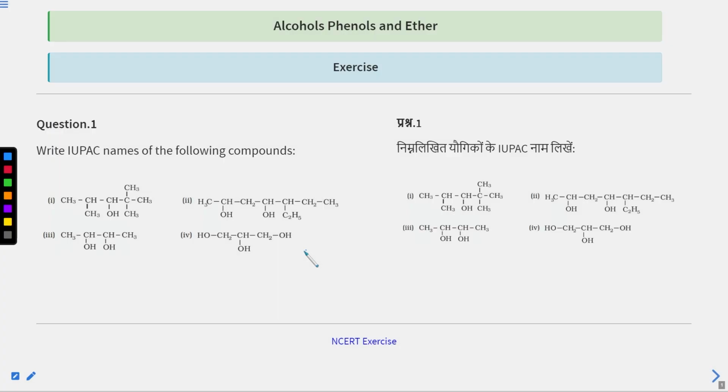Today we will do the exercise of haloalkane and haloarene. The first question says to write the IUPAC name of the following compounds. Let us see the first compound here.